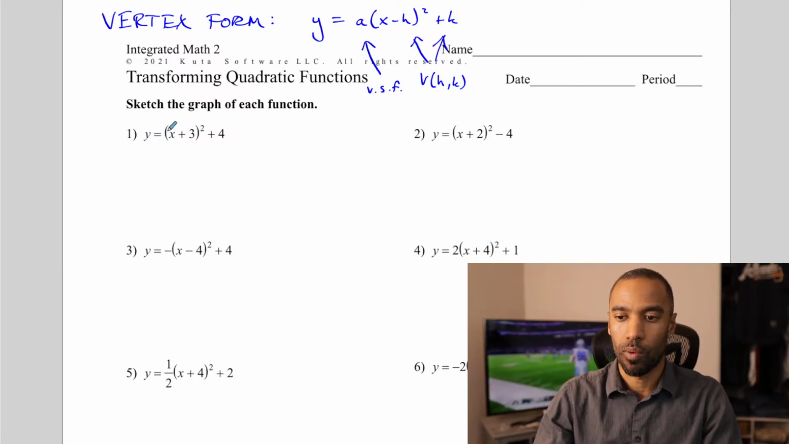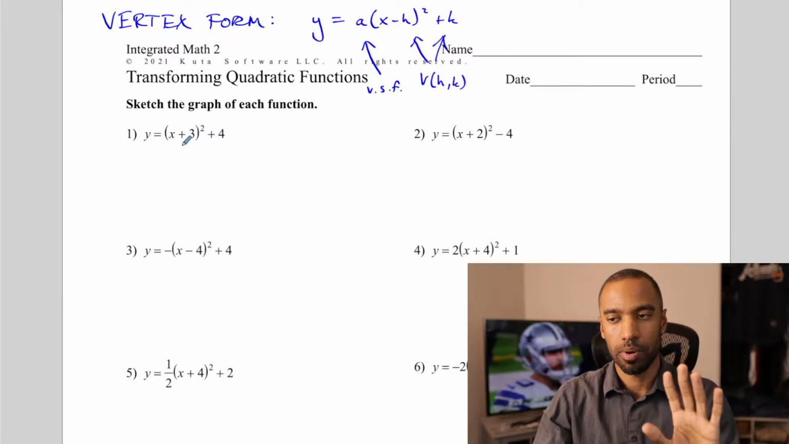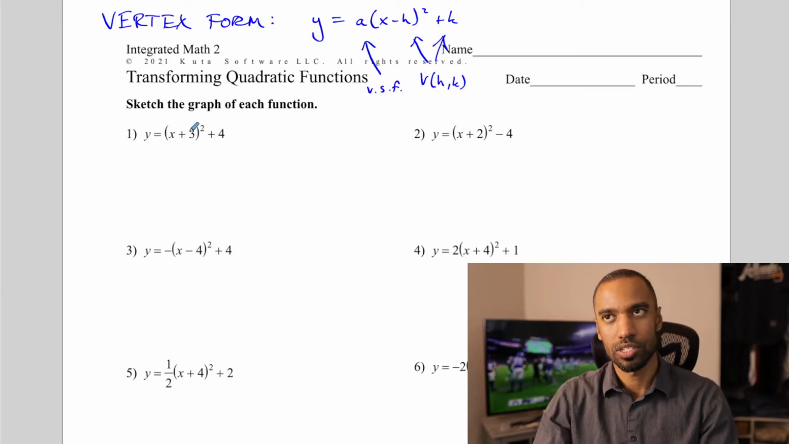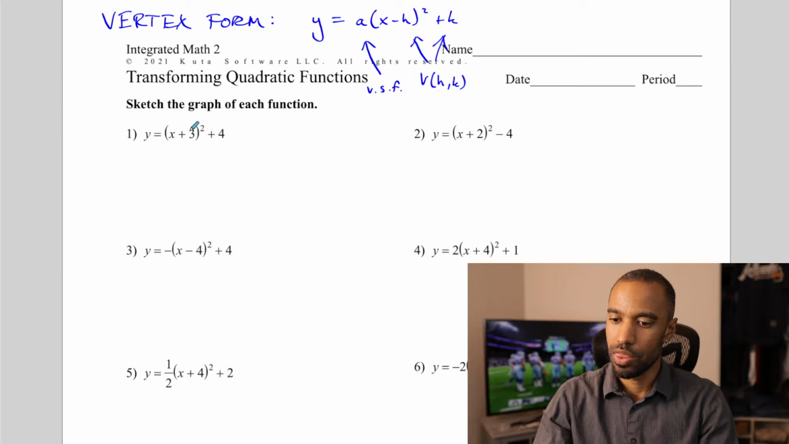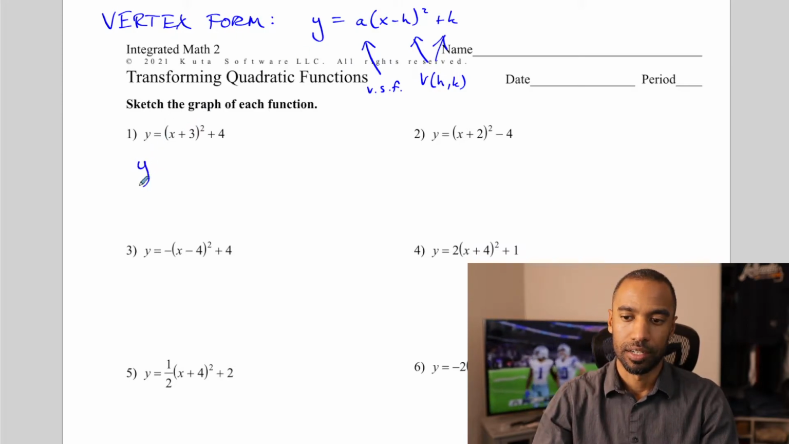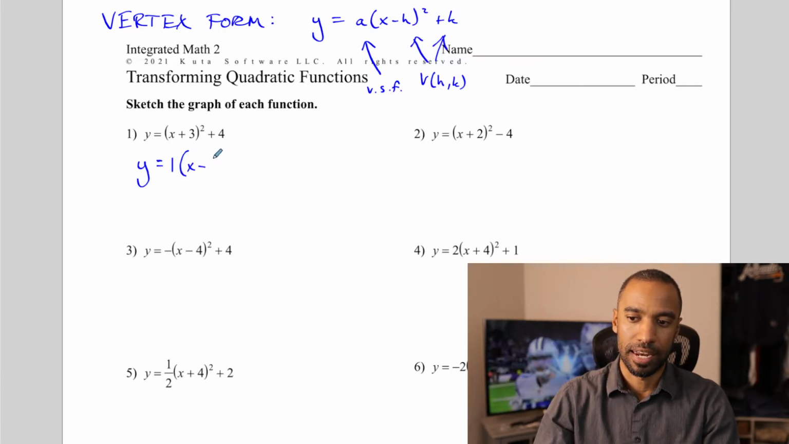All right, so number 1, y equals the quantity x plus 3 squared plus 4. Now, just for this problem here, at least for now, if I were to rewrite this in such a way that looked like vertex form right here, then there would be a 1 in front of here. This would be x minus negative 3 squared plus 4.